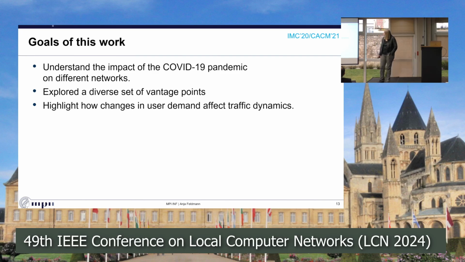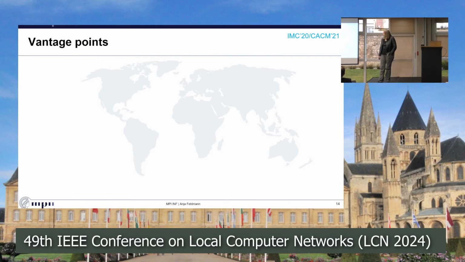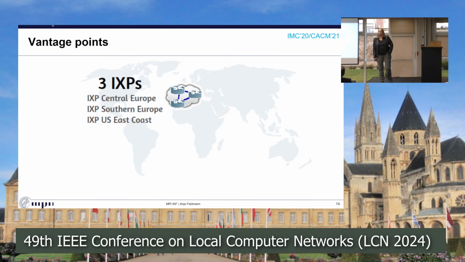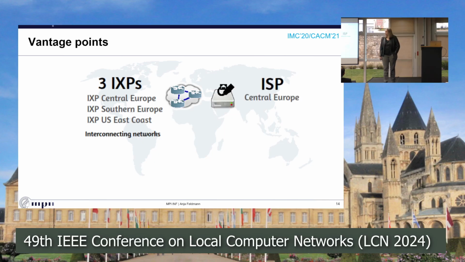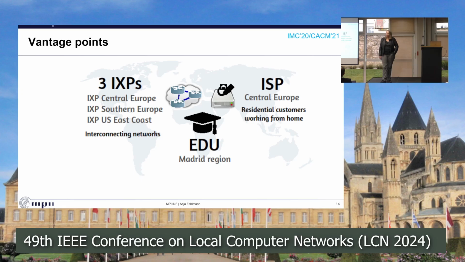So, the vantage points. We had 3 internet exchange points. So this is where the different internet providers come together to exchange traffic on a layer 2 platform. We had an ISP, and we actually had an edu network. And by being able to combine these different views, you have more opportunities than just looking at one of these.